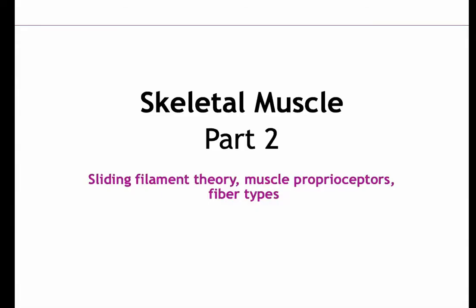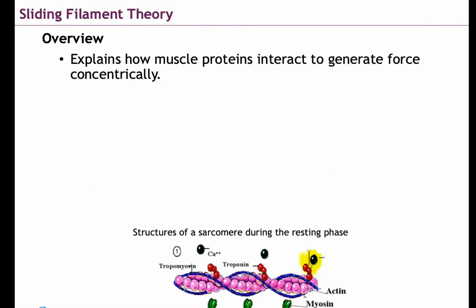Okay. So sliding filament theory, muscle proprioceptors, and fiber types. First we're going to learn about sliding filament theory. This is the number 3 question on your assignment. So first I'll briefly explain. This theory refers to muscle contraction and force generation.